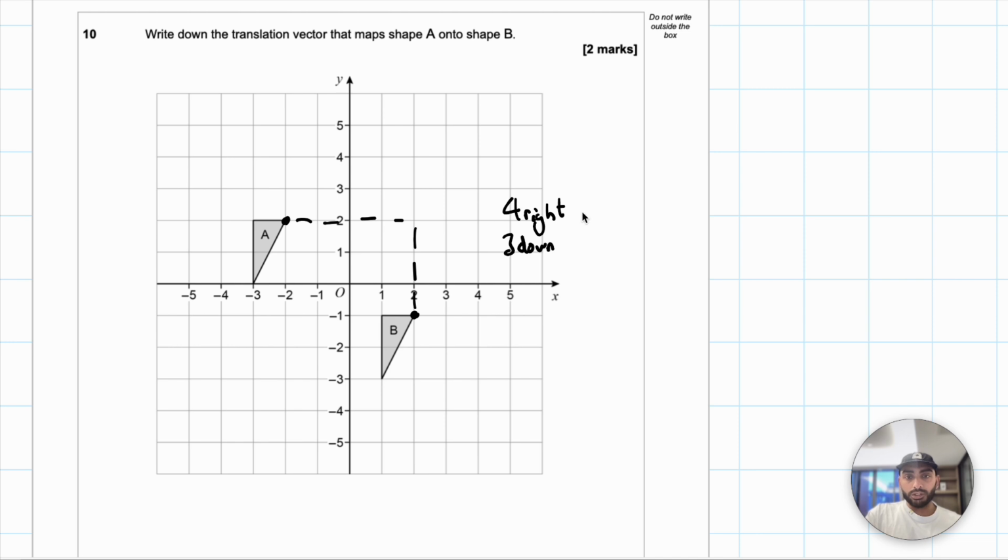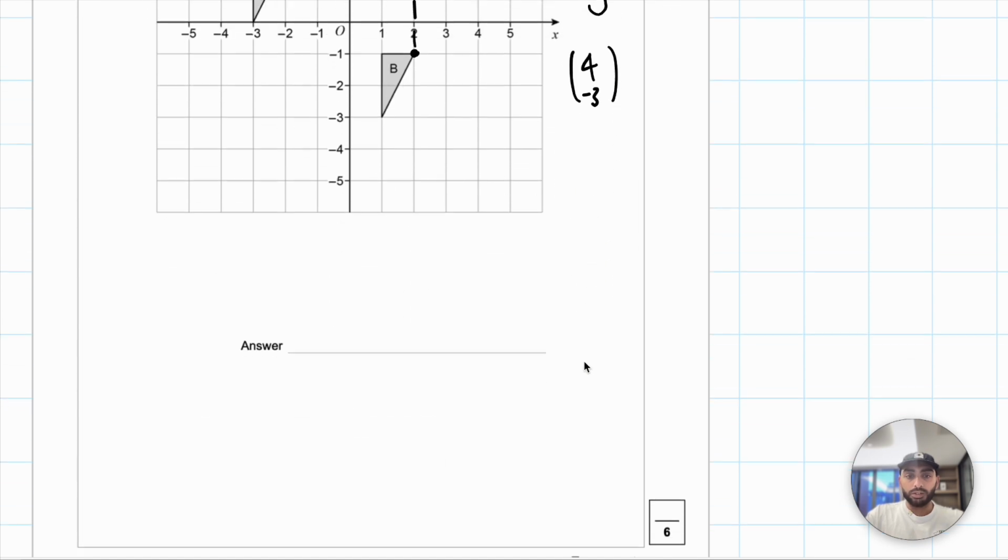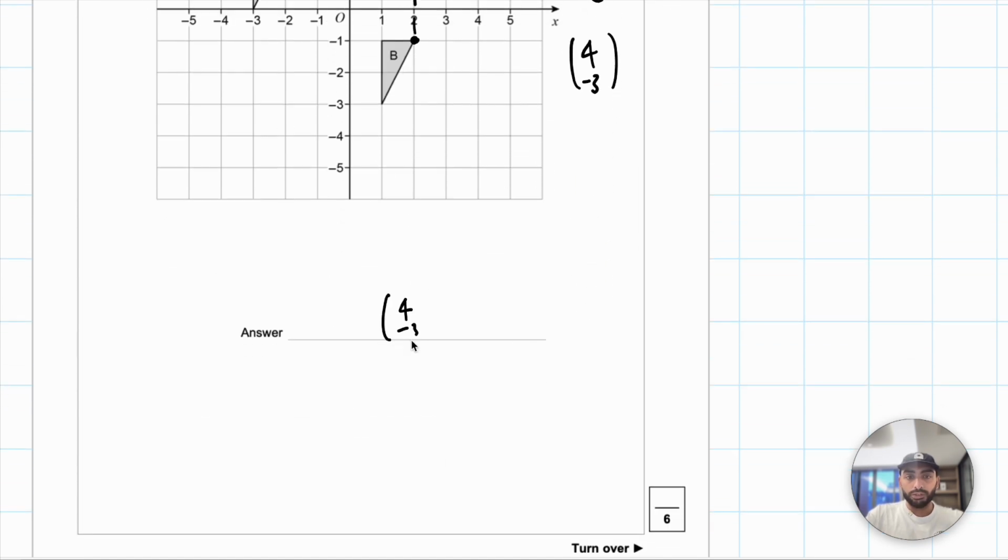We write translation vectors in the form x, y, where this is the x direction and this is the y direction. So that's left and right, and that's up and down. For right, that would be positive 4. And because it's going down this time, this would be negative 3. So the column vector is 4, negative 3.